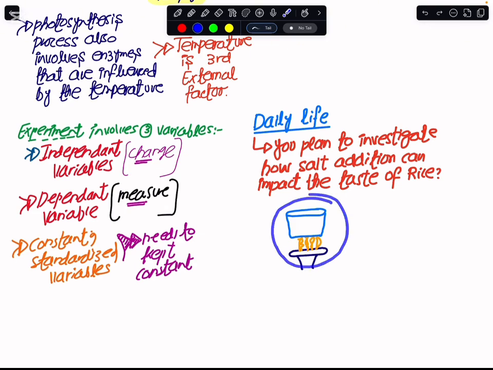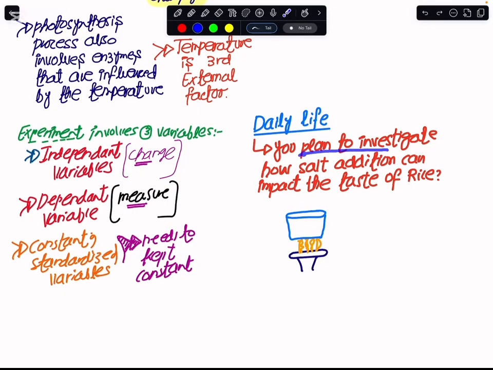And I have to keep the other things, as I've said earlier, the meat and the heat and the spices and the oil that I'm adding, constant. Because if I would not keep them constant, then I would not be able to see how salt alone is impacting the taste of the rice.